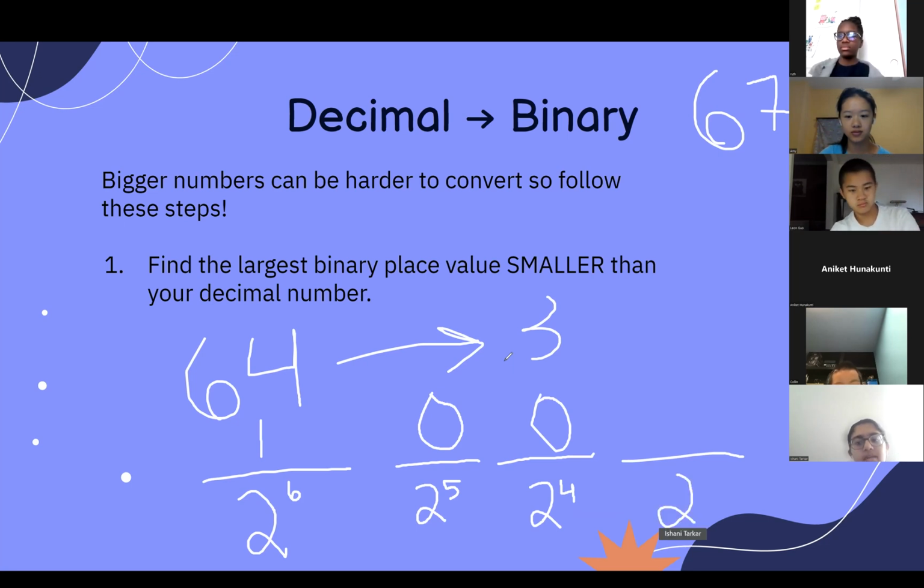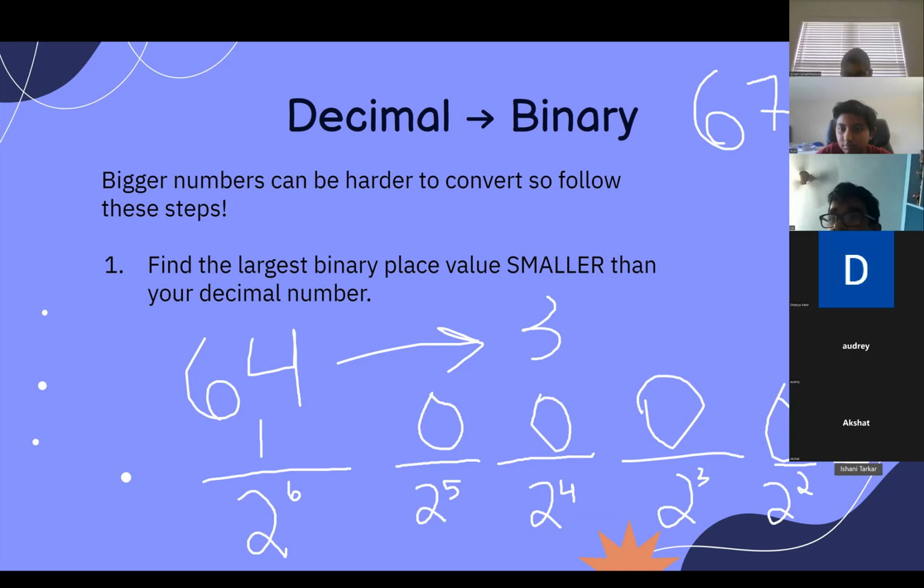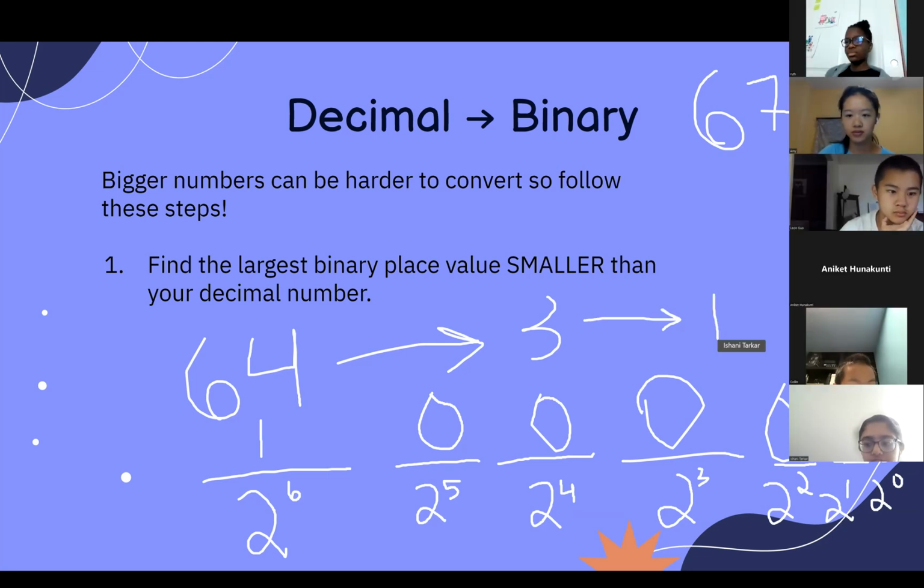So that's 8. How many 8s fit into 3? Right. 0 again. And then 2 to the power of 2. So how many 4s fit into 3? Right. And then 2 to the power of 1. How many of those fit into 3? Right. So we'd have 2 to the power of 1. And don't forget, we also have 2 to the power of 0. So after we subtract 2 to the power of 1, which is 2, from 3, we are left with 1. So how many 2 to the power of 0s fit into 1?